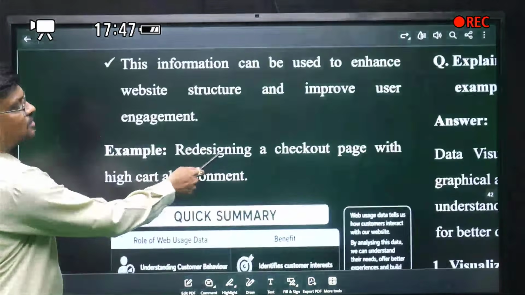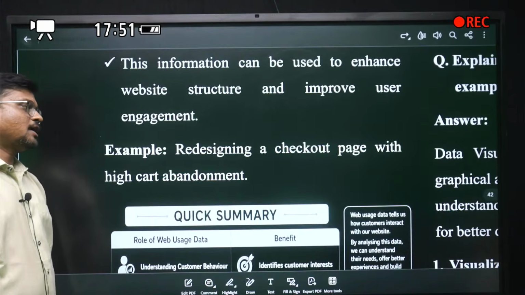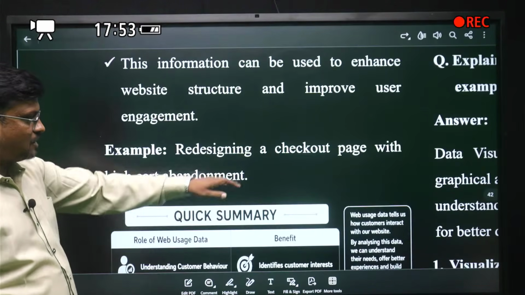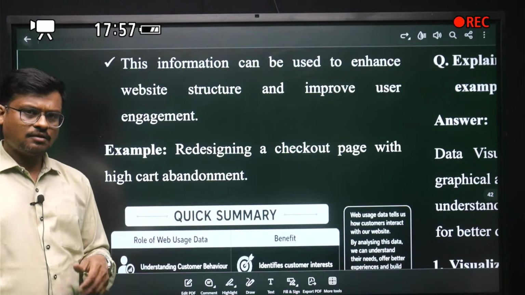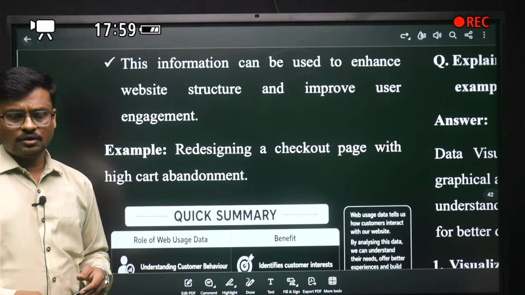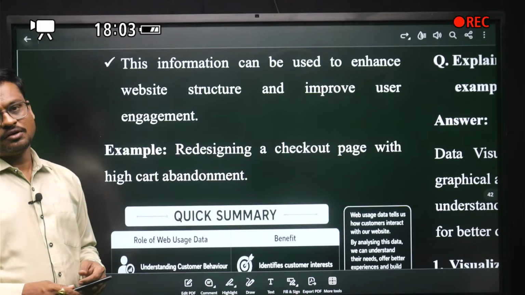This information can be used to enhance website structure and improve user engagement. So you can redesign your entire web page with high cart abandonment, and then we'll be able to retain the users and make the users spend much more time on your web page.